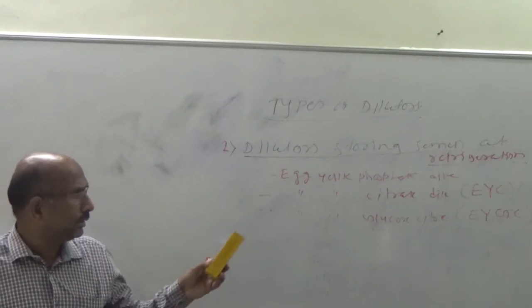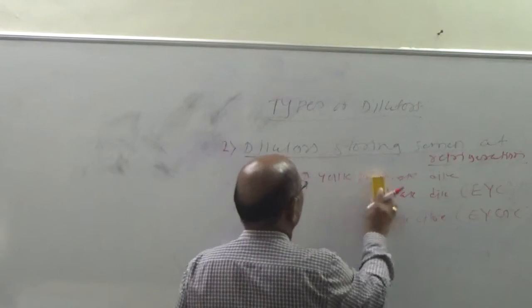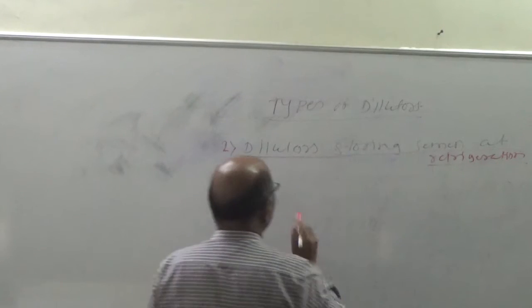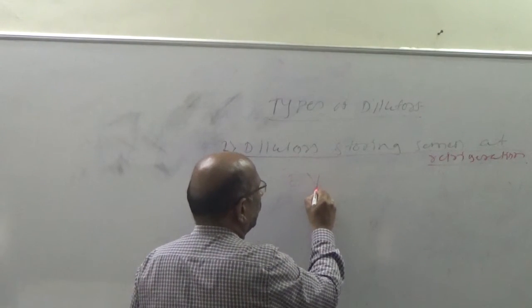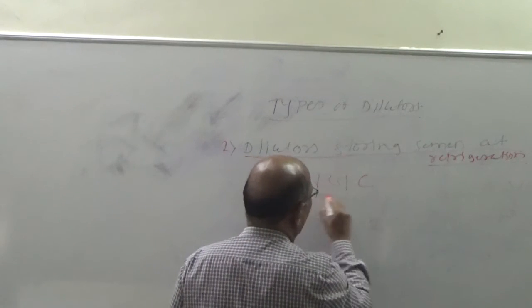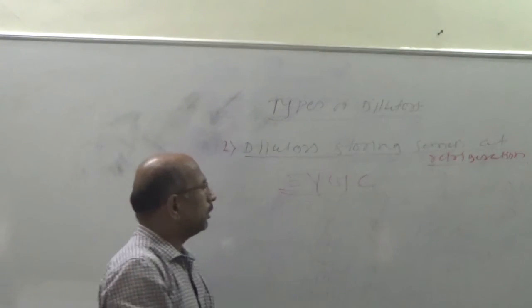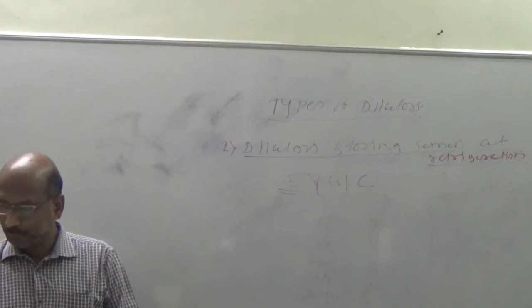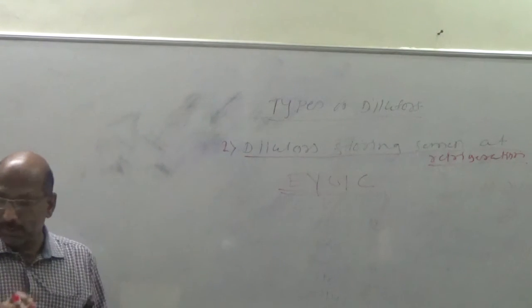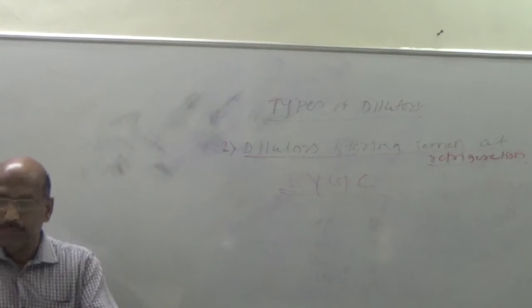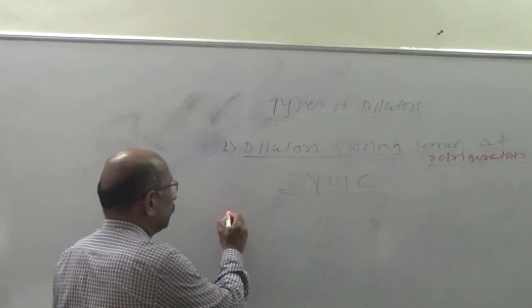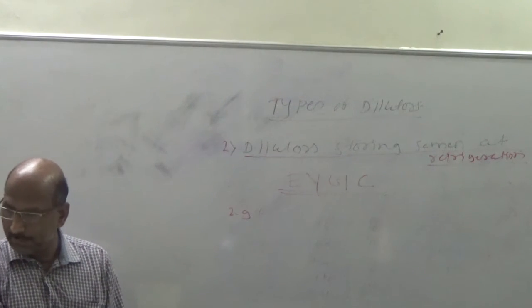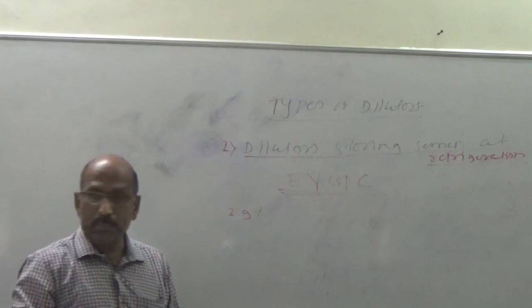Now we discuss the composition of the egg yolk glucose citrate diluter. In this egg yolk glucose citrate diluter, we take 2.9% sodium citrate.